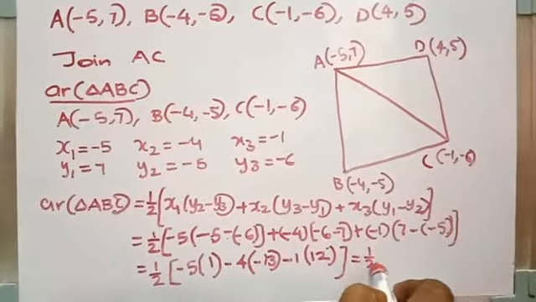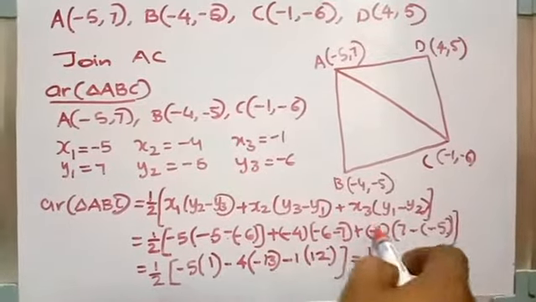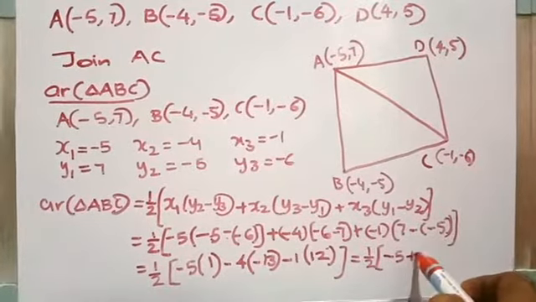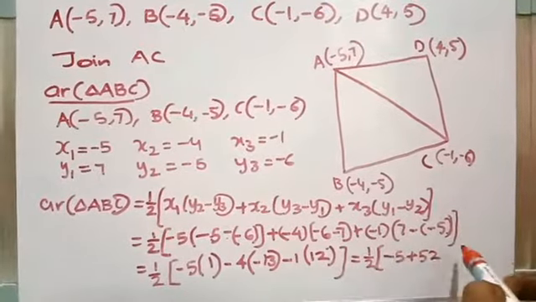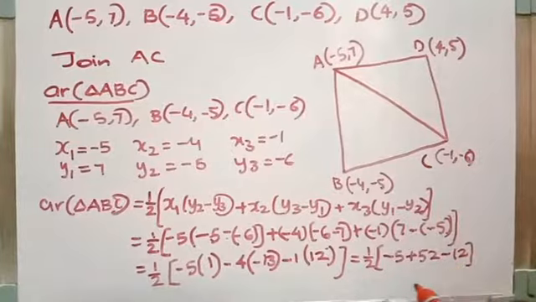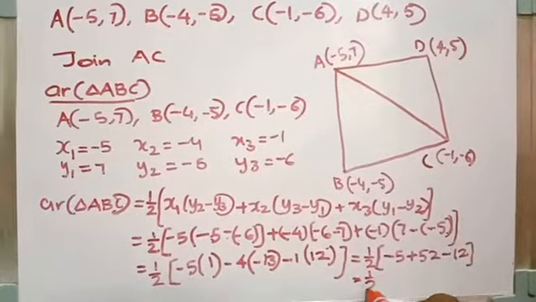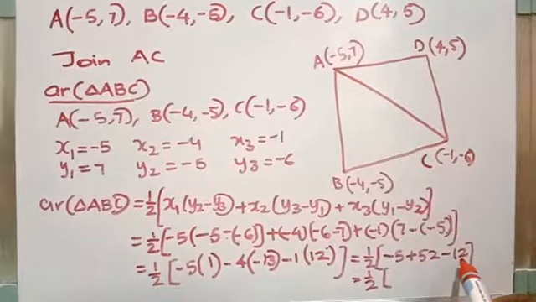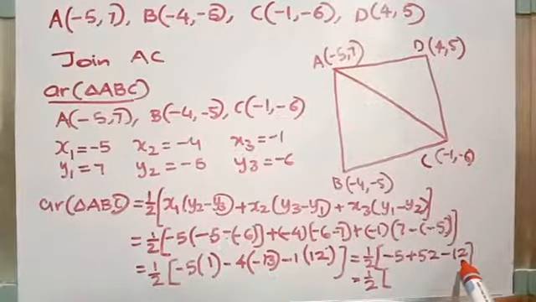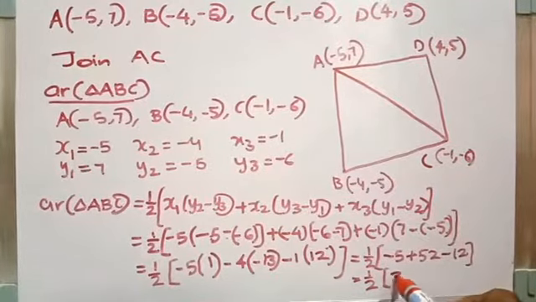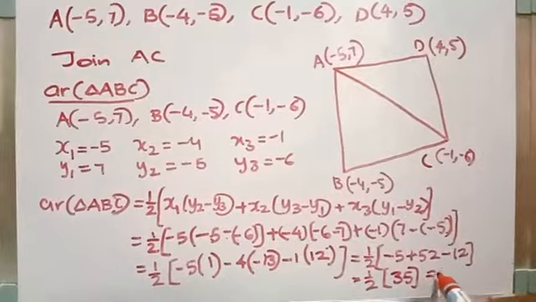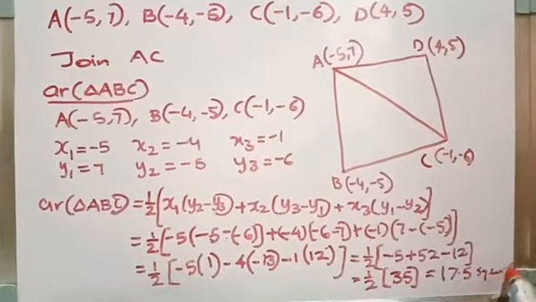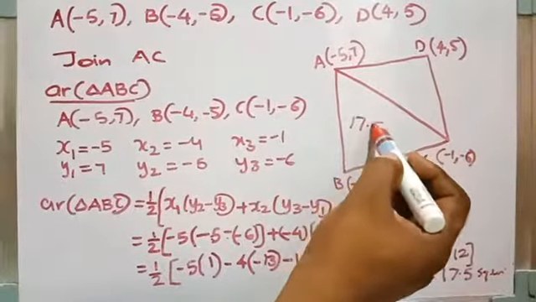That's equal to half of -5 into 1 is -5, -4 into -13 is plus 52, -1 into 12 is minus 12. That is equal to half of -5 plus 52 minus 12. What is the answer? 52 minus 17 is 35. So we get half of 35, which is nothing but 17.5 square units. So the area of triangle ABC is 17.5.